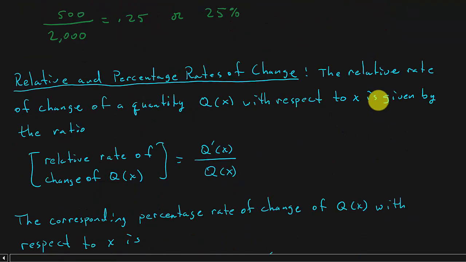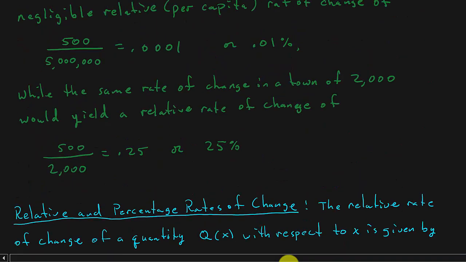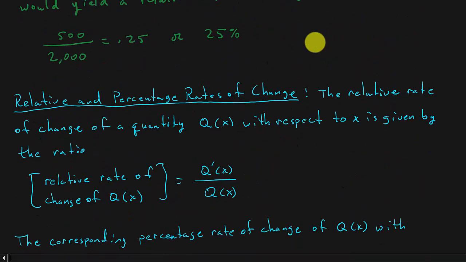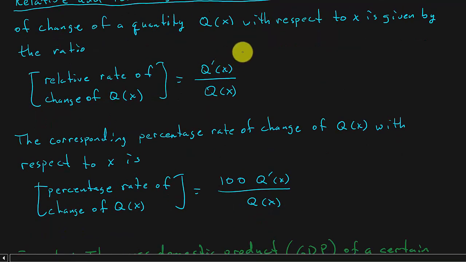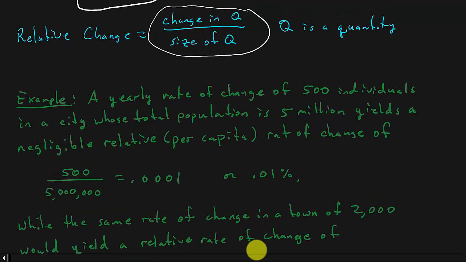All right. So we have relative and percentage rates of change. The relative rate of change of a quantity Q of X with respect to X is given by the ratio Q prime of X over Q of X. Okay, that's your relative rate of change. That's what we just talked about up here. So you do the derivative of Q divided by Q, and that's what this means up here.